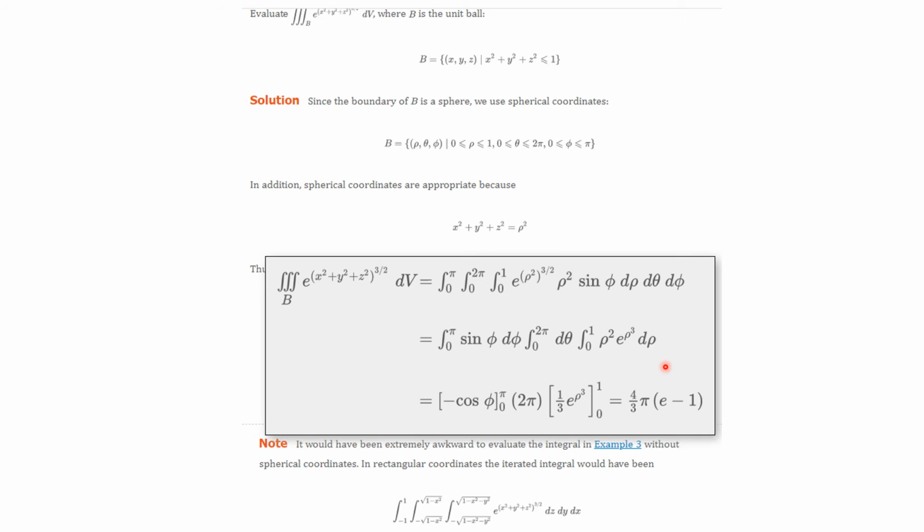So you compute each integral and multiply them together, and we get 4 over 3 pi times (e minus 1). Make sure you understand this calculation. And it's worth realizing that it would have been very difficult to evaluate this integral in rectangular coordinates. It would look like this.